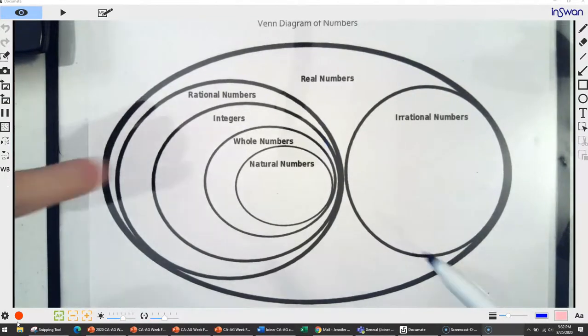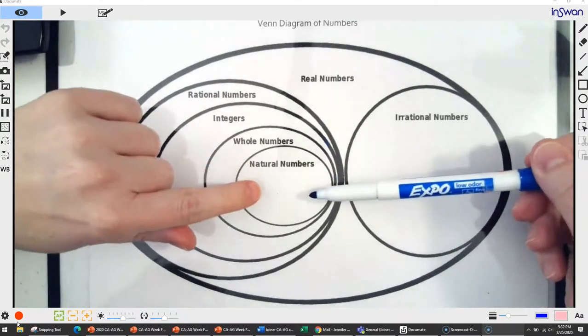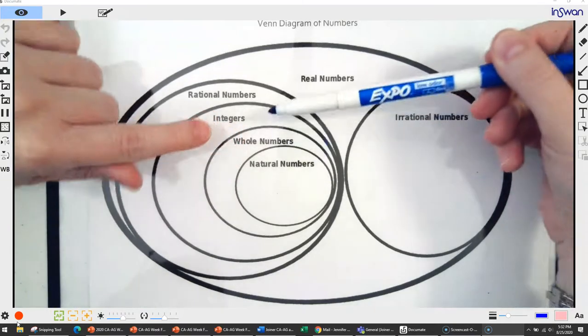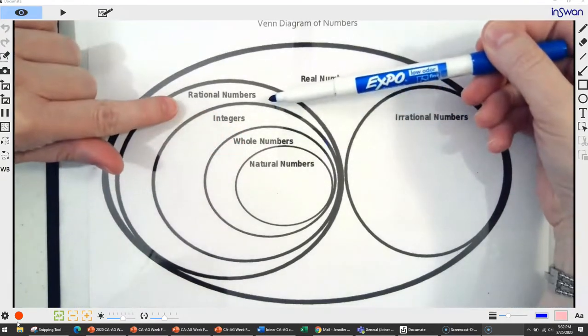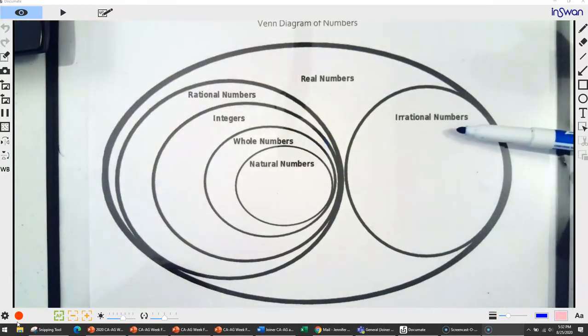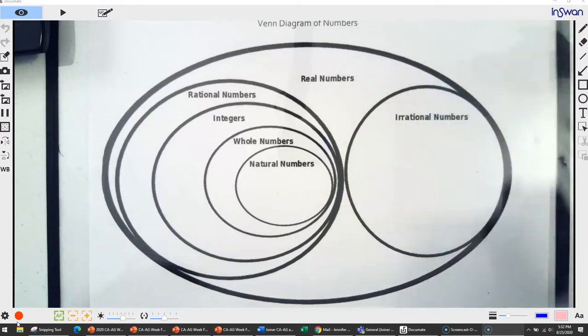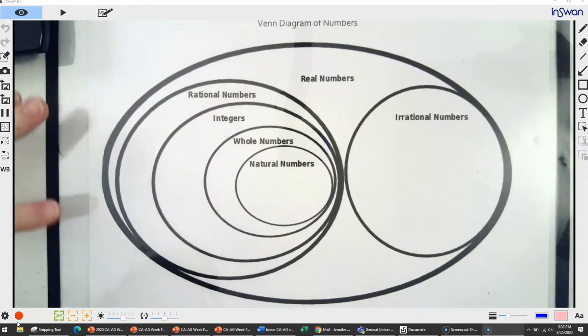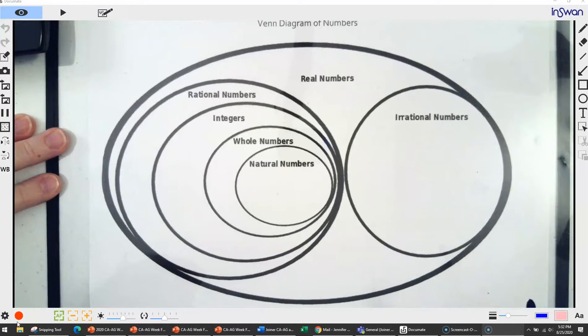It's really nice because it shows you how natural numbers fall within whole numbers, and whole numbers fall within integers, and integers fall within rational numbers, and rational numbers fall within real numbers. And then over here you have irrational numbers that also fall within real numbers. So what we're going to do is review what each of these are, and as I'm going along, if you would please fill in your sheet with your examples. You don't have to copy mine, although if you can't think of anything else, please at least put one of mine.